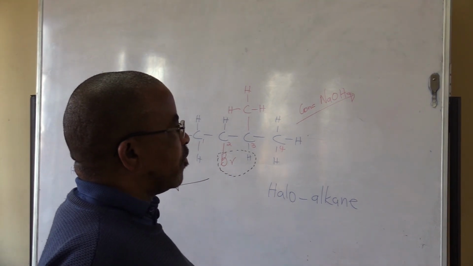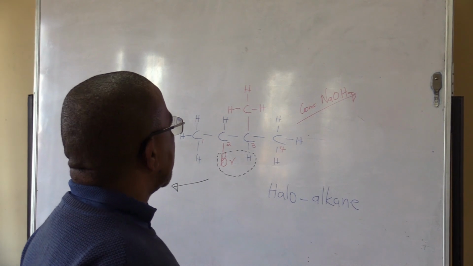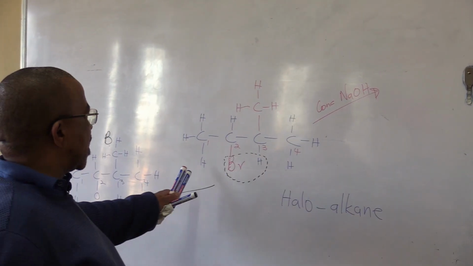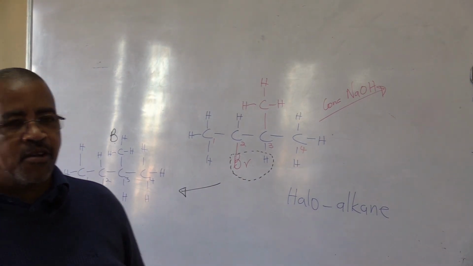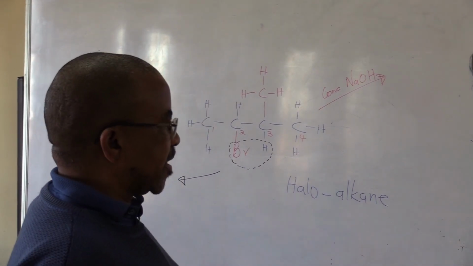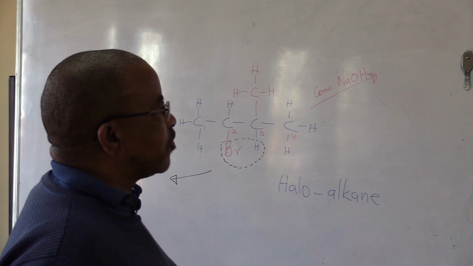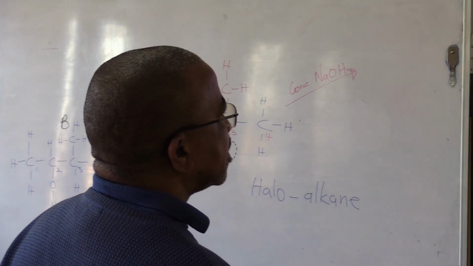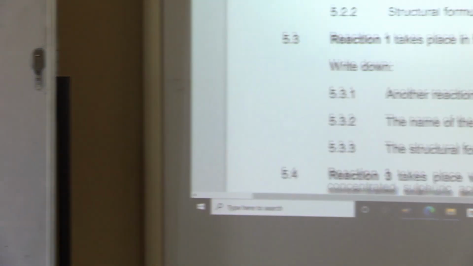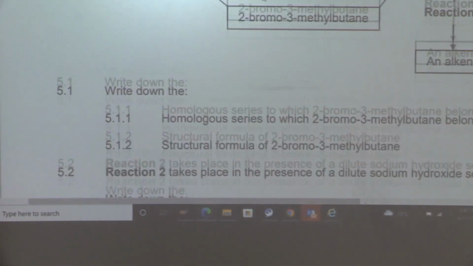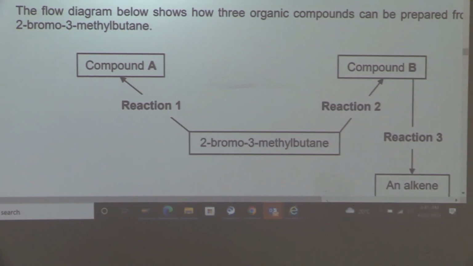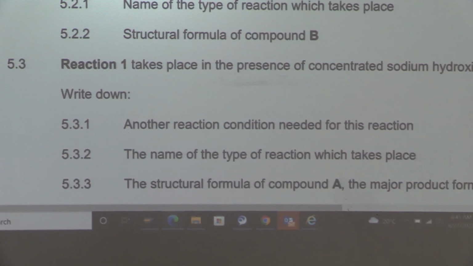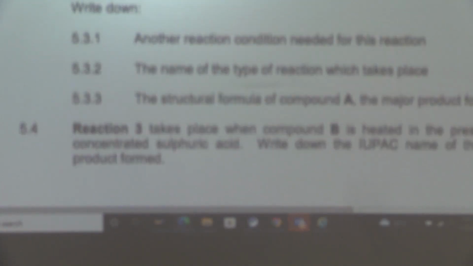Right, name the type of reaction which takes place. Because it's concentrated sodium hydroxide, a concentrated base, an elimination reaction will take place. Write the structural formula of compound A. Let us see compound A. We have to have its structural formula, and then the elimination takes place.